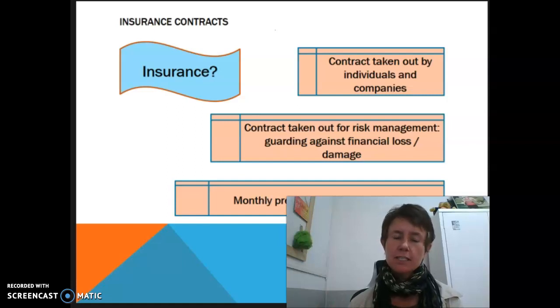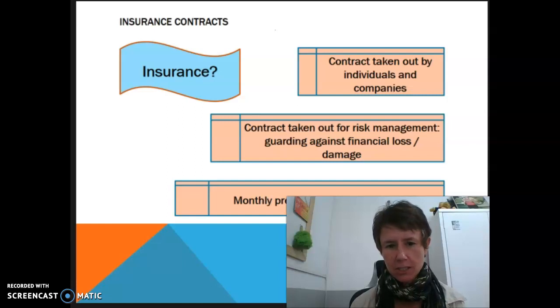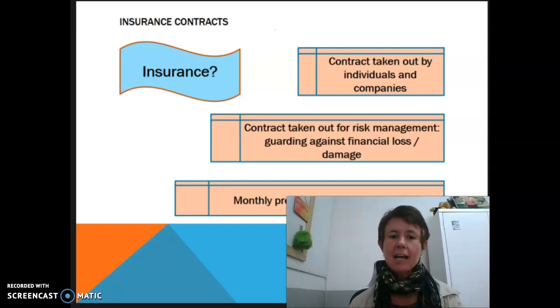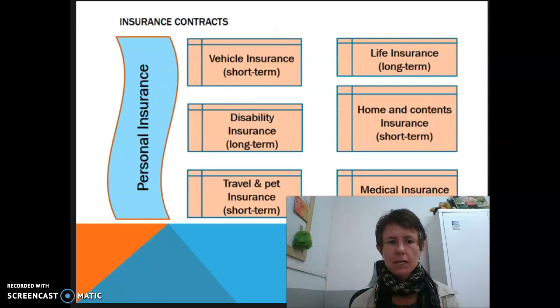So the contract is really taken out to help prevent the individual from losing out financially for any potential losses in the future. So every month, as the insured, I have to pay a premium, a little bit of money, the same amount every single month to the insurer, to the insurance company like OUTsurance. So we get two types of insurance. You get personal insurance and then you get business insurance.